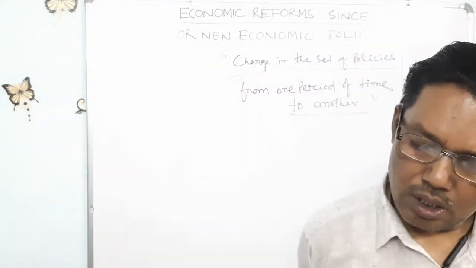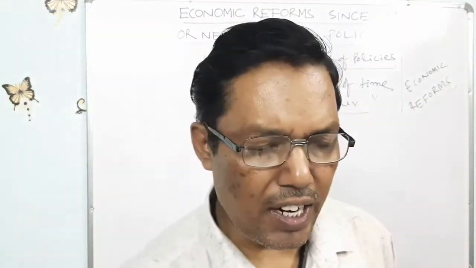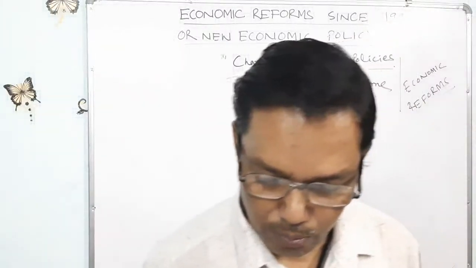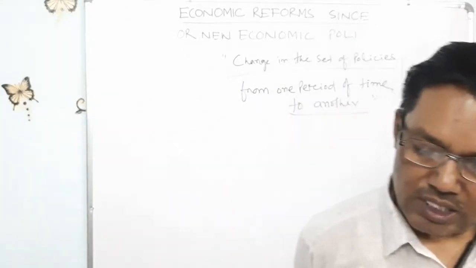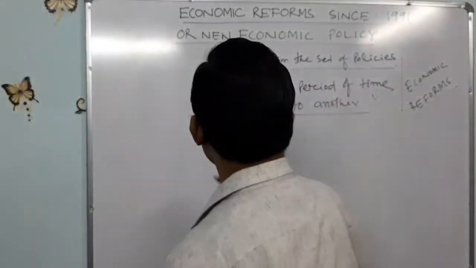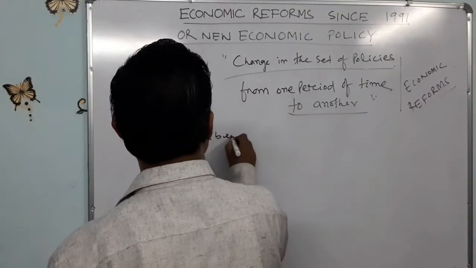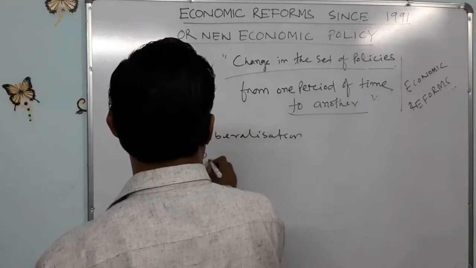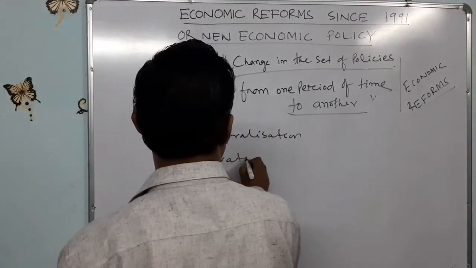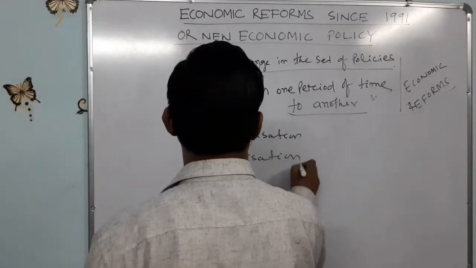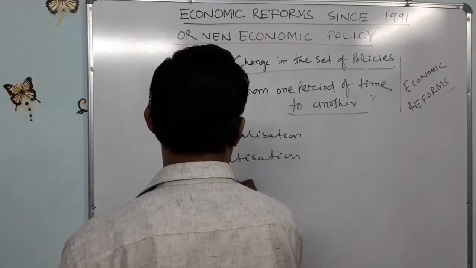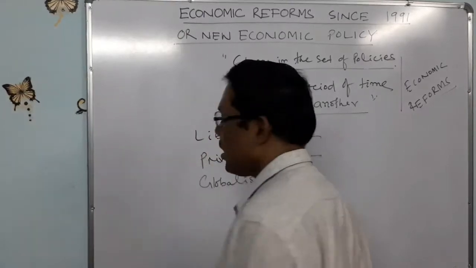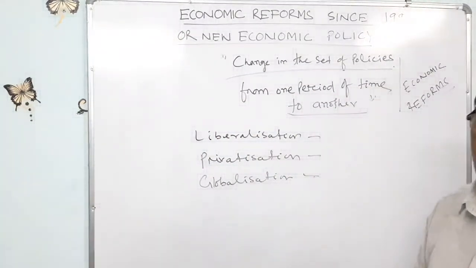So the reforms came to be known in 1991, to achieve our targets and our goals. That is called the new economic policies. This new economic policy consists of one, liberalization, another, privatization, and another, globalization. We will discuss in detail these three: liberalization, privatization, and globalization.